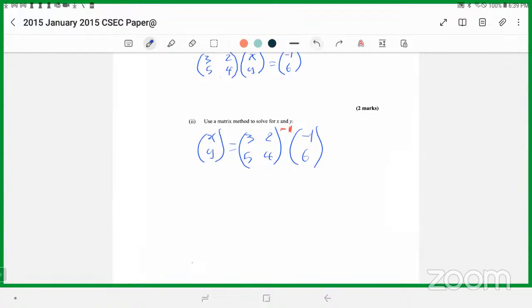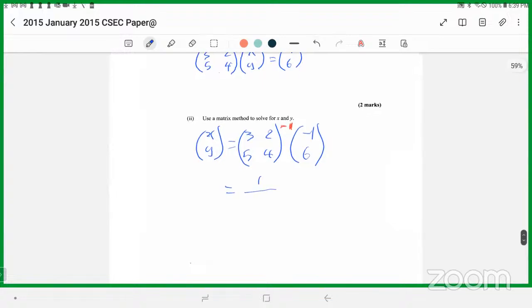The inverse of this matrix is 1 over the determinant. What's the determinant? This product, which is 12, minus this product, which is 10. Multiply that by the adjoint of this matrix. So we do the adjoint: interchange the elements on that first diagonal. Switch them around, 4, 3. Leave these two where they are and change the sign. So this becomes a negative 2, and this becomes a negative 5. This is just the inverse we have so far. And then we multiply that again by the negative 1, 6.